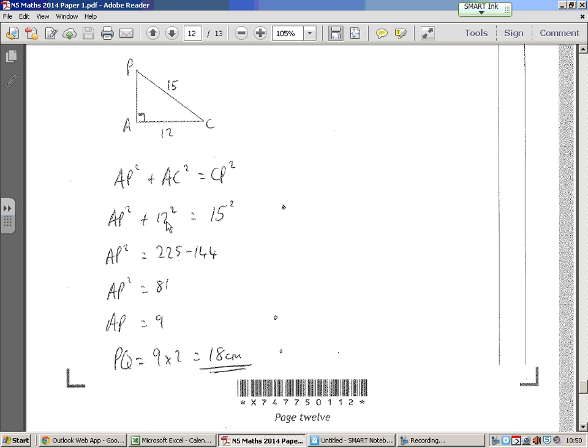And again, 12 squared, hopefully you know that's 144. Or do 12 tens, add 12 twos. Or write the sum over here and multiply it out. You don't have to do it in your head. So 225 minus 144, bringing the 12 squared across there, is 81. So AP squared is 81. So square root both sides, AP will be 9.